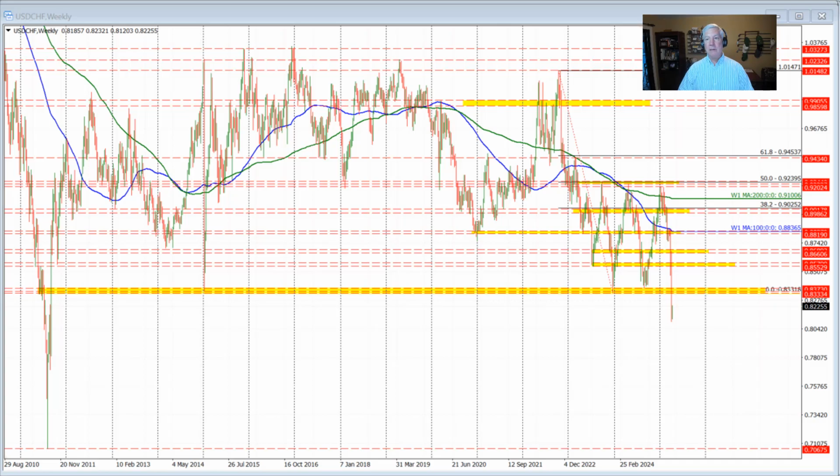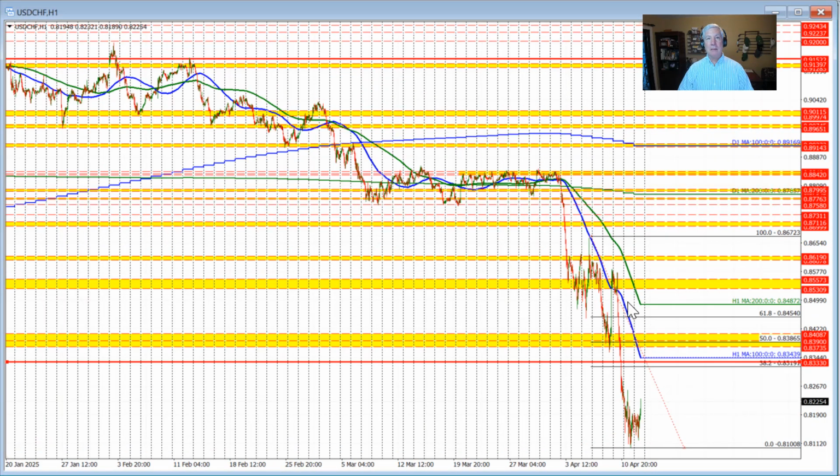Taking a look at the hourly chart of this currency pair, we can take a look at the range that we saw in last week's trading. That range started with the price first initially finding resistance against what? The blue line right here. That's a 100-hour moving average. That gave the sellers a go-ahead to push lower, and we did through the week.